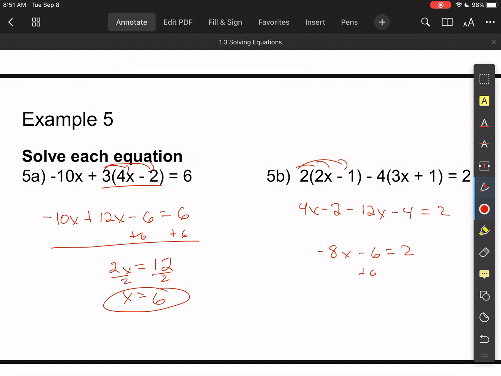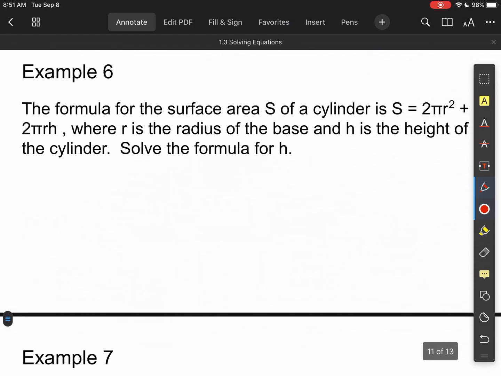Okay, add 6 to both sides. Negative x is equal to 8. x is equal to negative 8. All right, so there we go.